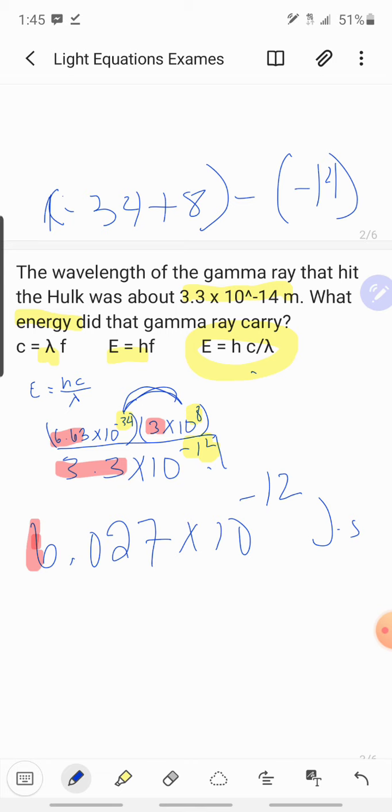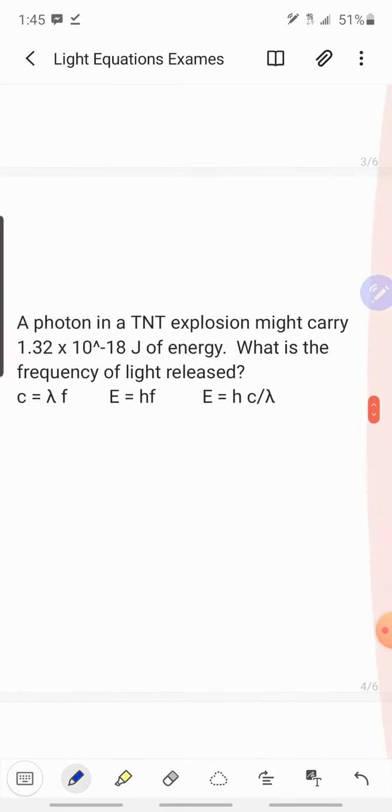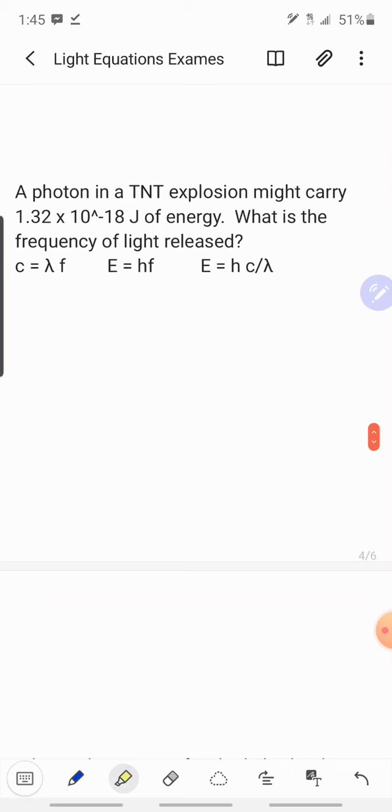But the units aren't as important in this lesson as it is being able to plug things into the formula and calculate it out. So let's do another one. A photon in TNT explosion might carry 1.32 times 10 to the minus 18 joules of energy, and we want to know the frequency. So they give us the energy, they want the frequency. So we need a formula that has both energy and frequency. So that looks like this one.